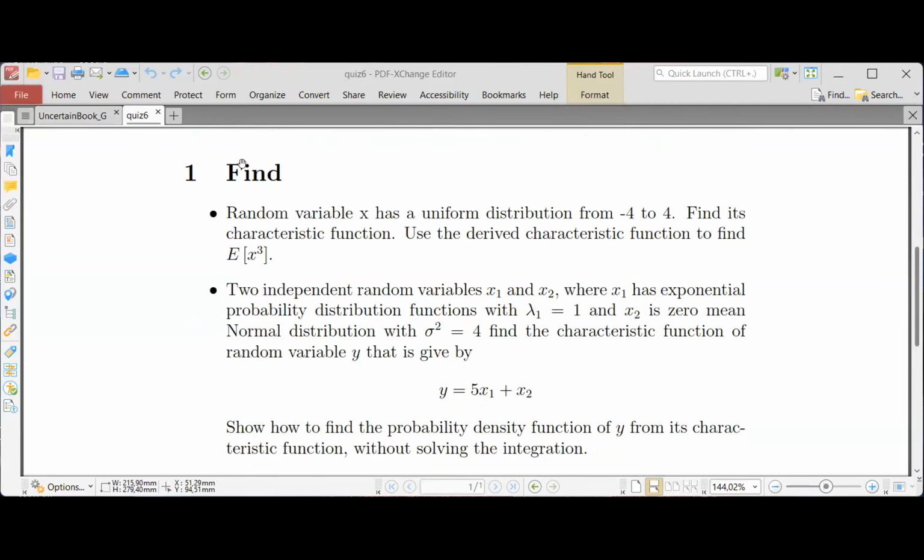So the first problem is: random variable x has a uniform distribution from -4 to 4. Find its characteristic function and use the derived characteristic function to find the expected value of x cubed. Okay, so of course, we have already derived the characteristic function for a general uniform distribution.